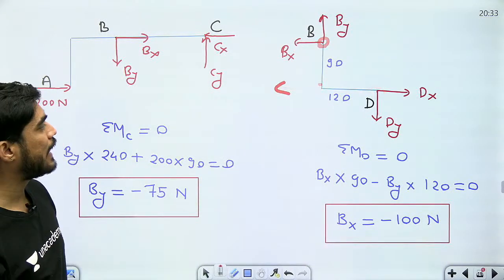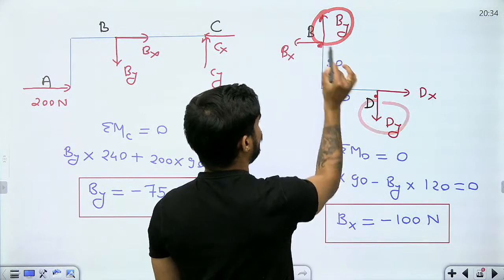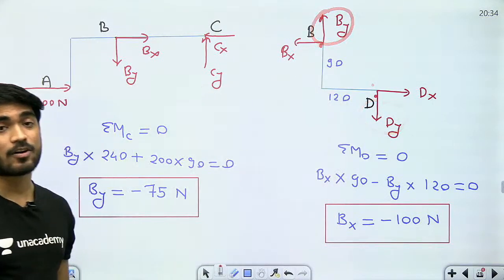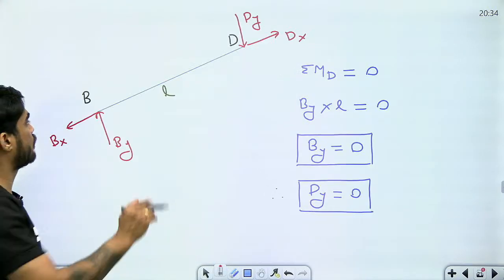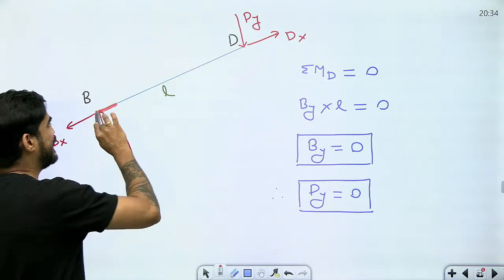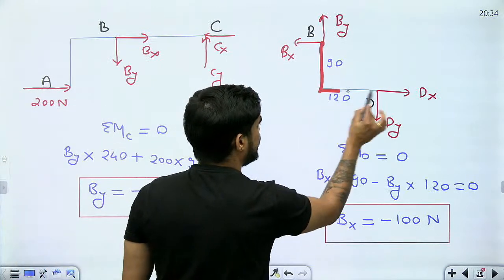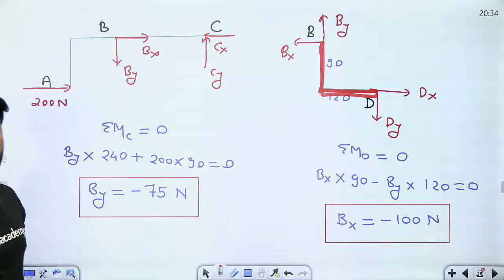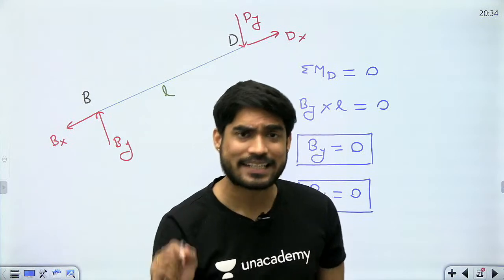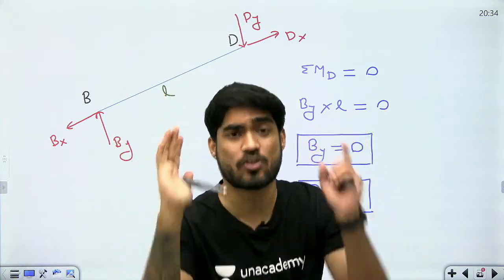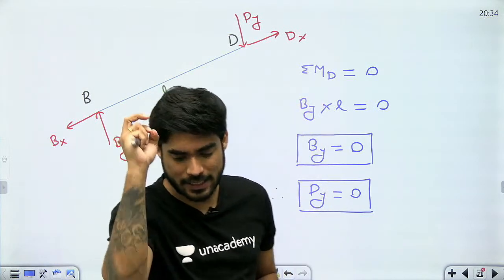Then why are By and Dy not zero? यहां पे भी By और Dy हैं, B and D के बीच में there is no force. Then why are By and Dy not zero? Understand the second point why this is a two force member is that it is a straight member. This is not a straight member, this is a bent member. So if we have a straight member which is not subjected to any force between the joints, it will be a two force member. Is this point clear?